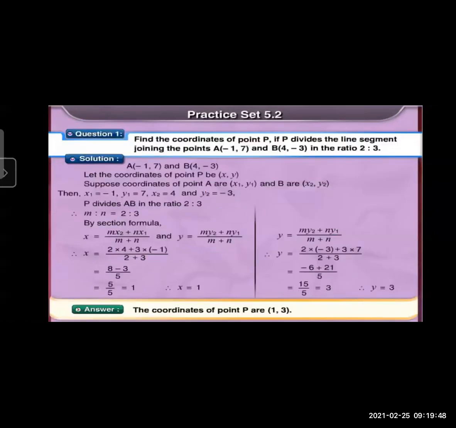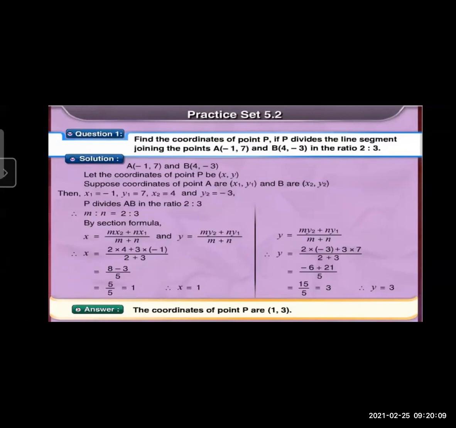Now let's do practice set 5.2. From your syllabus, practice set 5.3 is totally omitted. So this one is our last practice set, 5.2. So let's do it one by one. Find the coordinates of the point P if P divides the line segment joining the points A, B in the ratio 2:3.